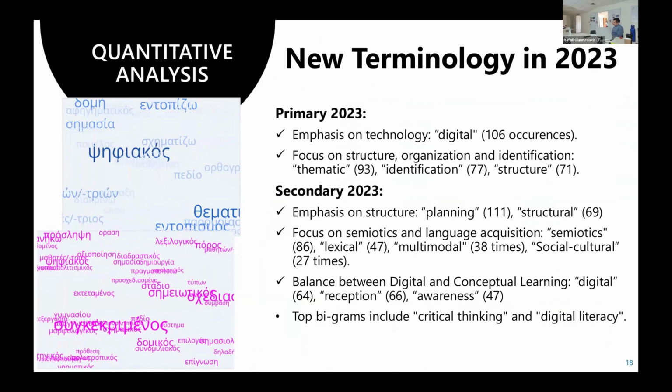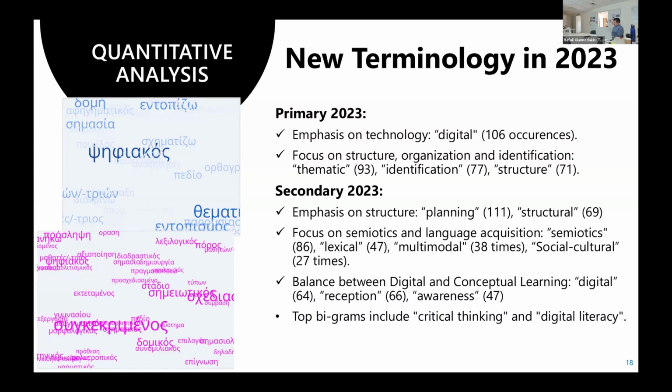Building on that new terminology, let's look at exactly which words were defined in the 2023 reform. Starting with primary education, we see a massive rhetorical push towards technology, with digital appearing 106 times. However, look at the accompanying high-frequency words: thematic, identification, and structure. This suggests that while digital mediums are introduced, they are heavily tied to traditional structural identification tasks.